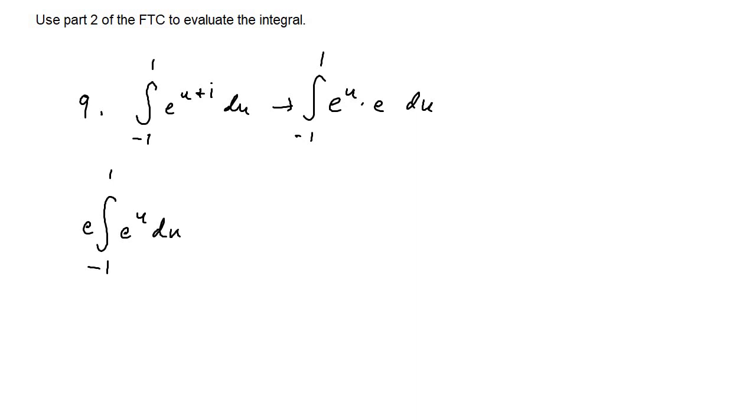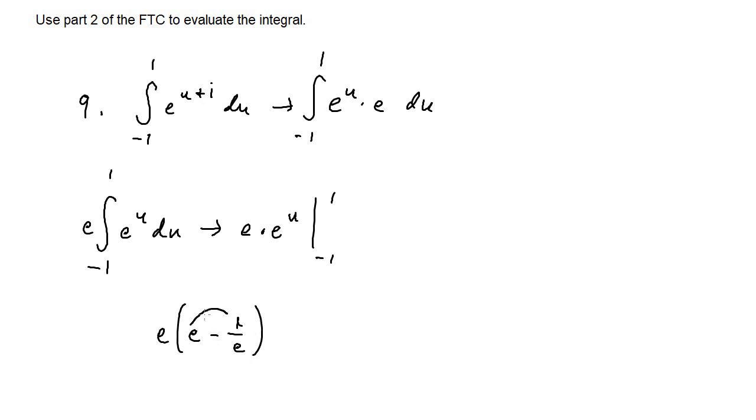Now remember that the antiderivative of e to the x is e to the x, but instead we have u, so the antiderivative is just going to be e to the u. Don't forget we do have e outside the integral as a constant, so I'll multiply by that e, and then we can evaluate from negative 1 to 1. E is just a constant, I can take that outside when evaluating. So we have e times, when I plug in 1 for u, we get e to the first, which is just e, minus, when I plug in negative 1, we get e to the negative first, or 1 over e.